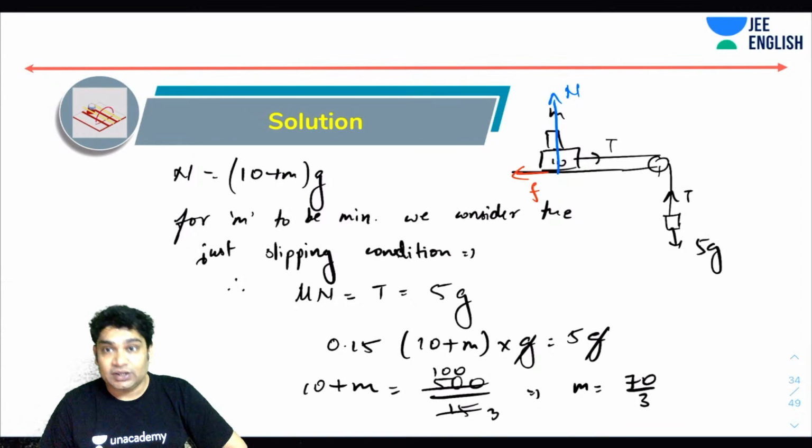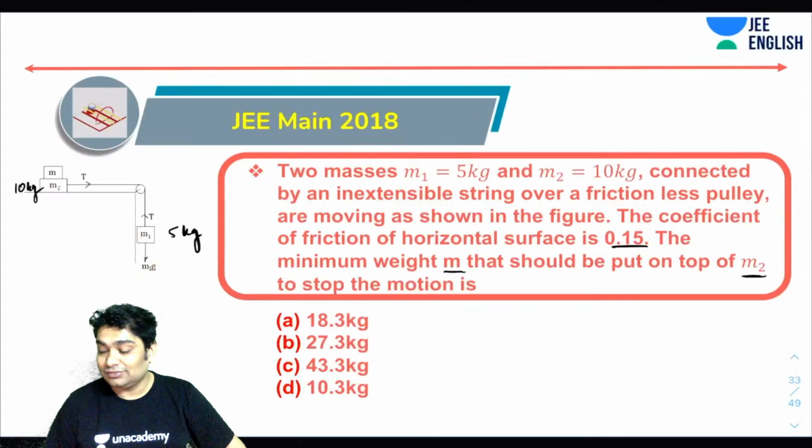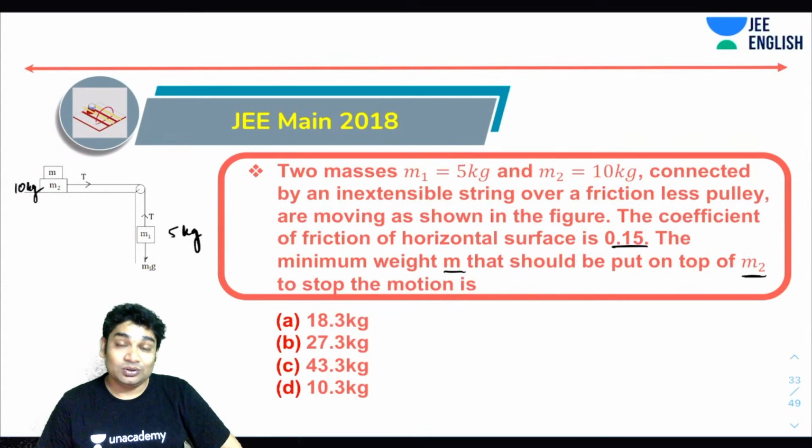Yes, 23.33. That is absolutely correct. However, none of my options is that. So now what? Now you find the closest answer. Okay, so Suraj has given the right answer. Yes, 23.33 is the minimum M required to stop any kind of slipping.